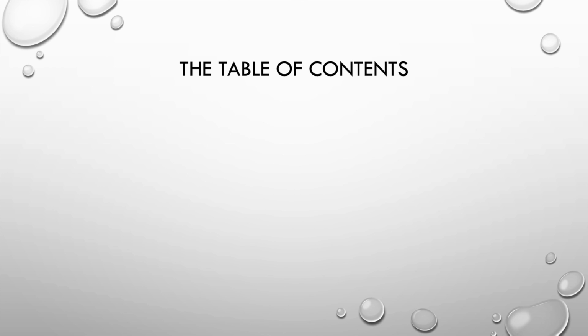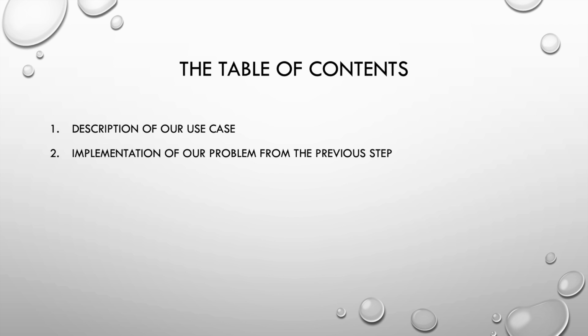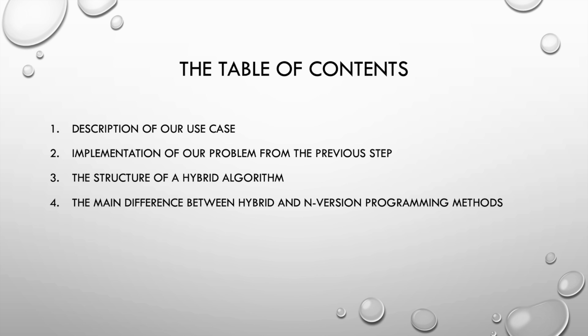The table of contents is as follows. First, we will describe our use case to have something to work with. Next, we will showcase the implementation of our problem from the previous step. Then we will introduce the structure of a hybrid algorithm. And finally, we will show the main difference between hybrid and n-version programming methods.